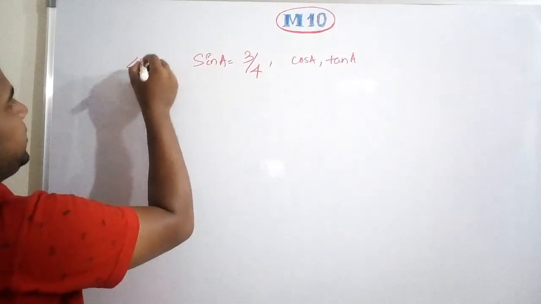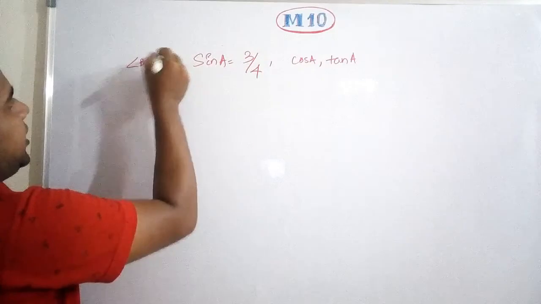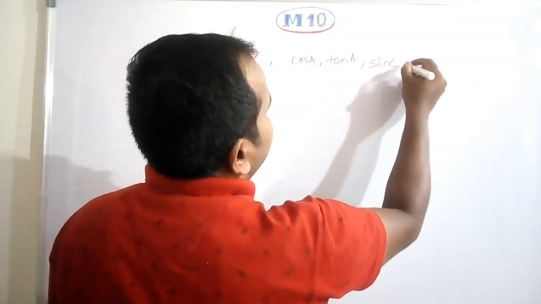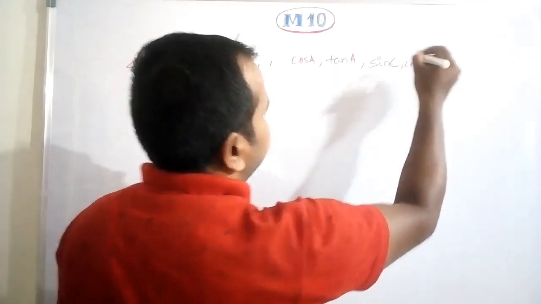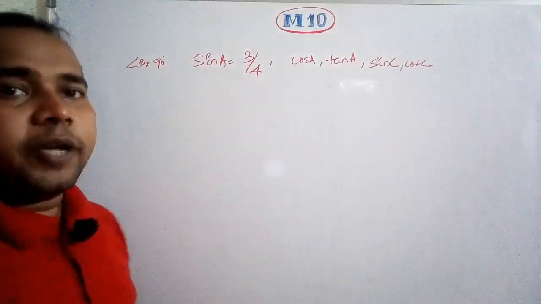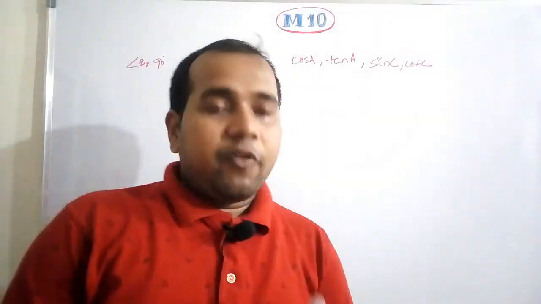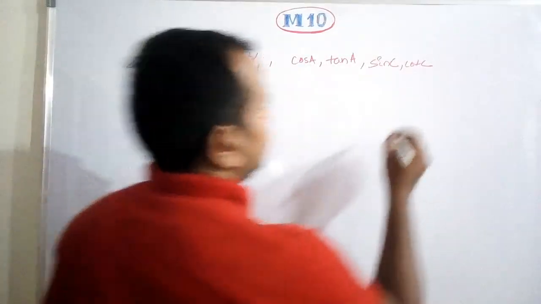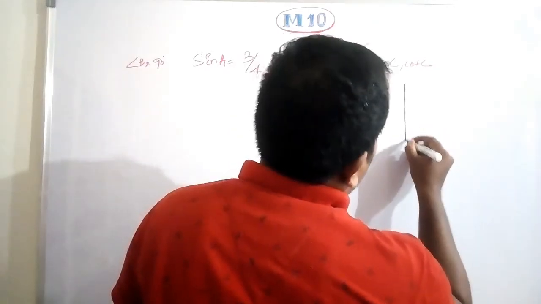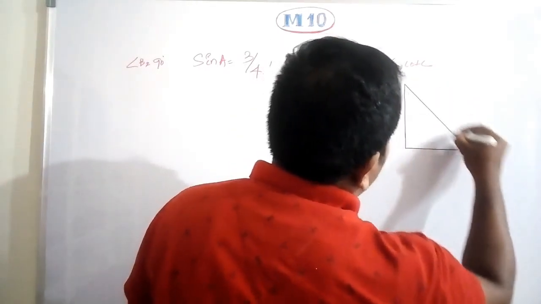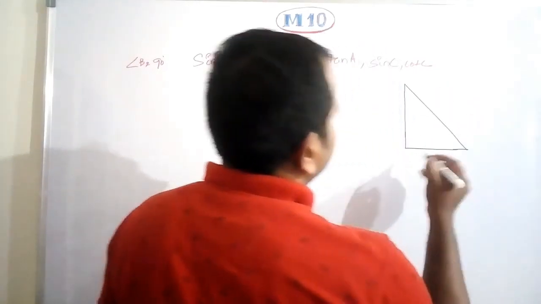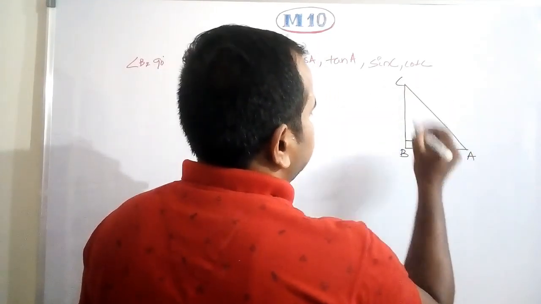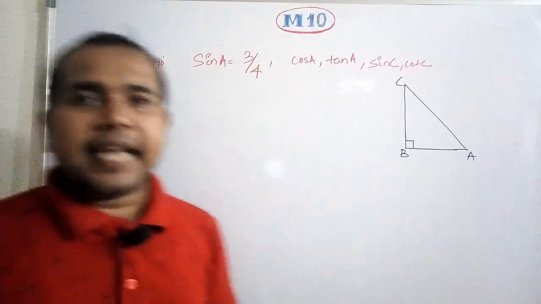Let's say I'm adding something to the question. Let's say B is 90 degrees. Then find sin C and cos C. Now before going to solve this question, let us draw a triangle. Obviously you are going to draw a right triangle. Let's say A, B, C. As it is given in the question, angle B is 90 degrees.